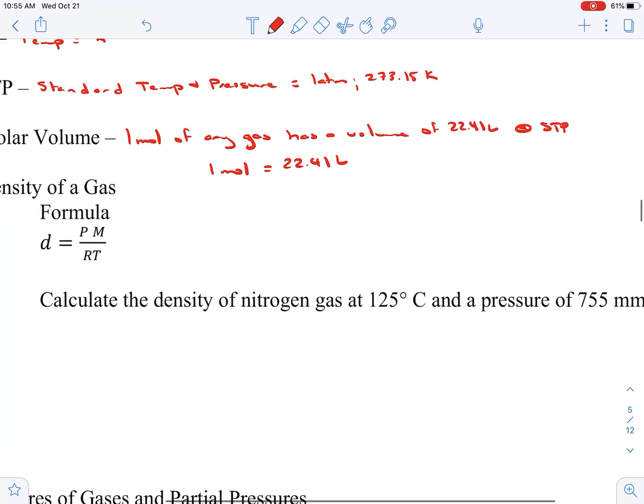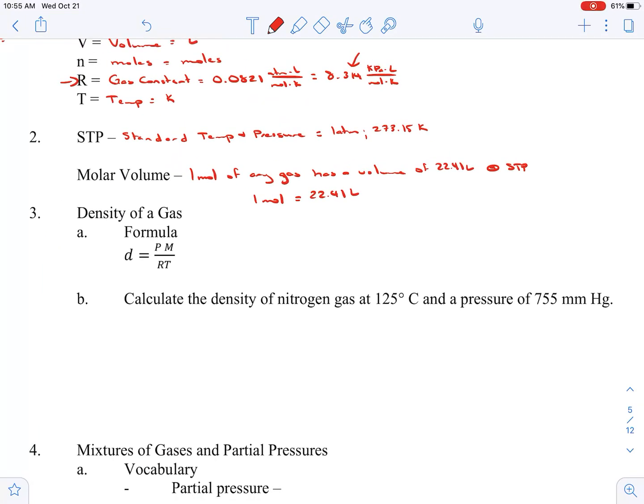So there are many ways that we can rearrange and use the ideal gas law, and this first one is density. The density formula has already been rearranged for us. The only thing new here is the capital M, which is molar mass. Everything else stays the same. Little d is density.